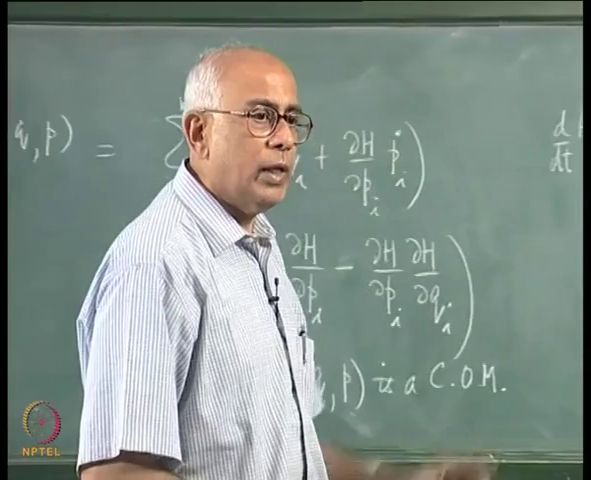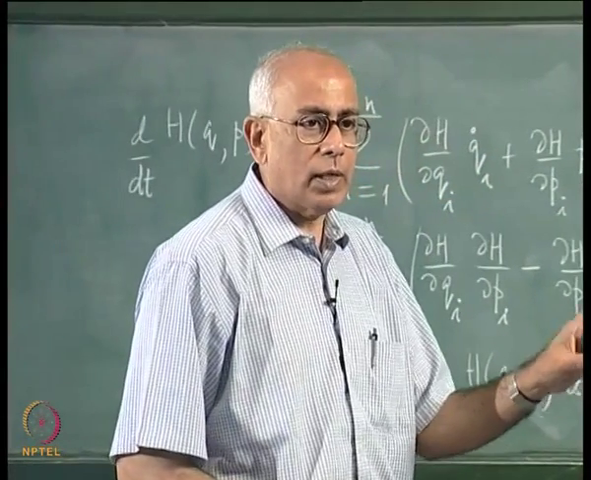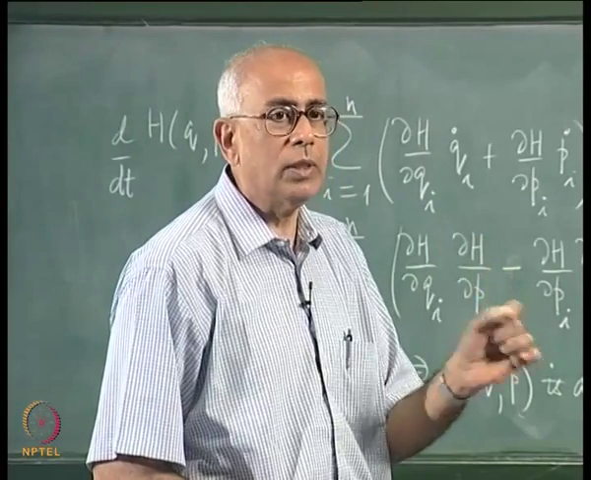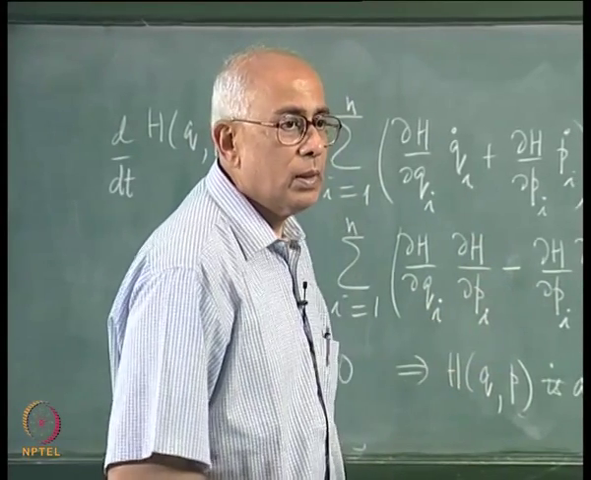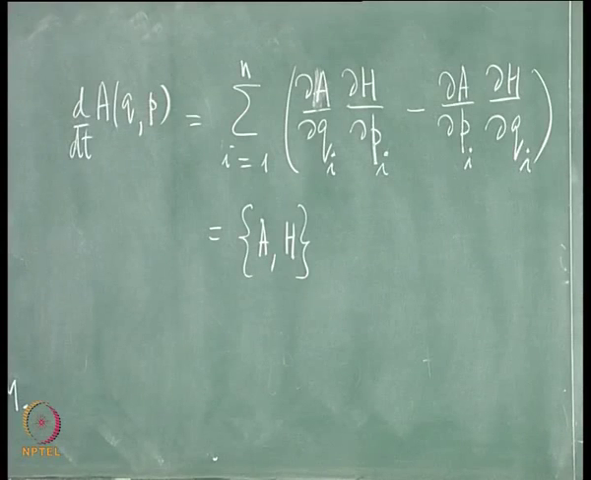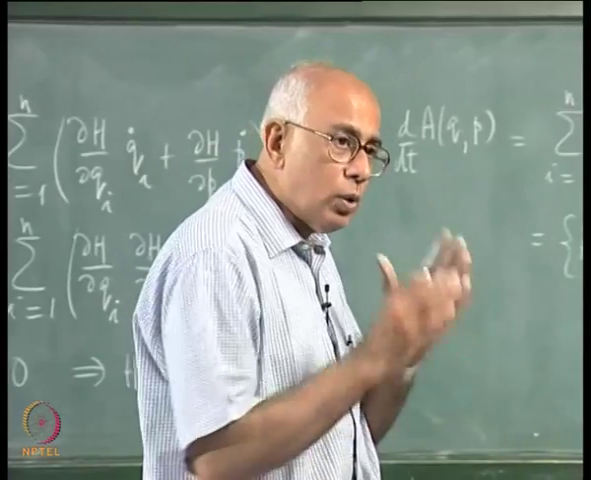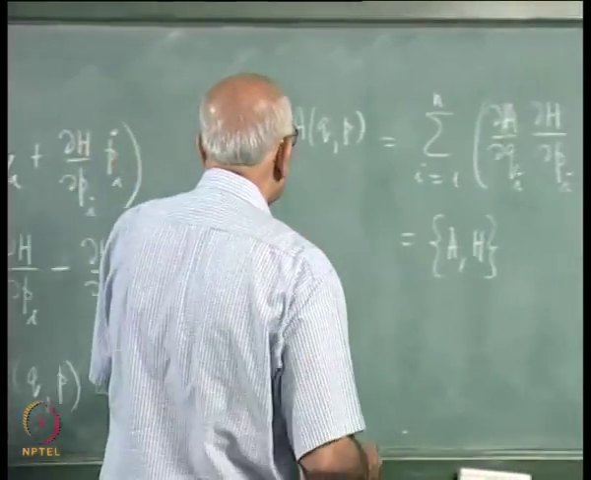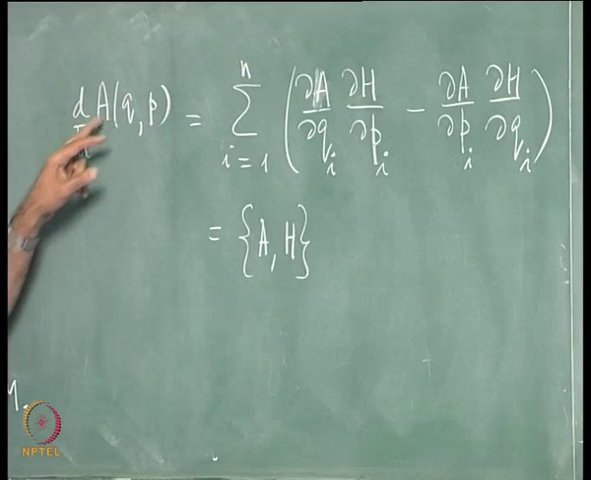It says the rate of change of any function of the dynamical variables is just the Poisson bracket of that function with the Hamiltonian of the system. That tells you the fundamental role played by the Hamiltonian. Of all the functions of the dynamical variables of such a system, the Hamiltonian plays a fundamental role, because it controls the rate of change with time of every other function.